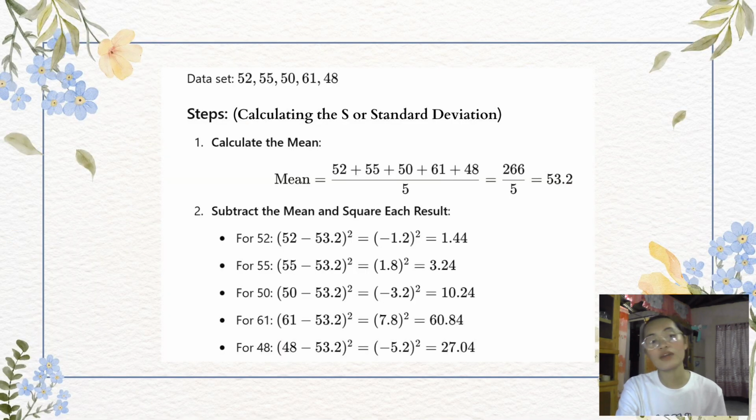So we have a data set. You can see on the screen 52, 55, 50, 61, and 48. So the steps: calculate the mean. Of course, the mean is 53.2. Subtract the mean and square each result. So we now have the squared deviations from the mean, which are 1.44, 3.24, 10.24, 60.84, and 27.04.